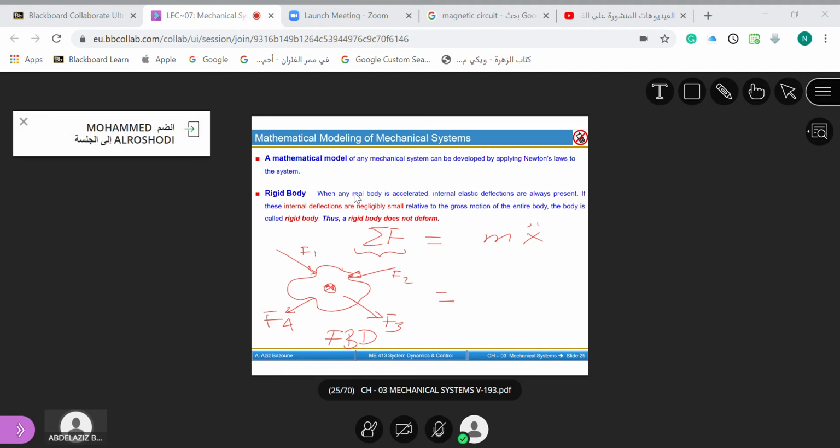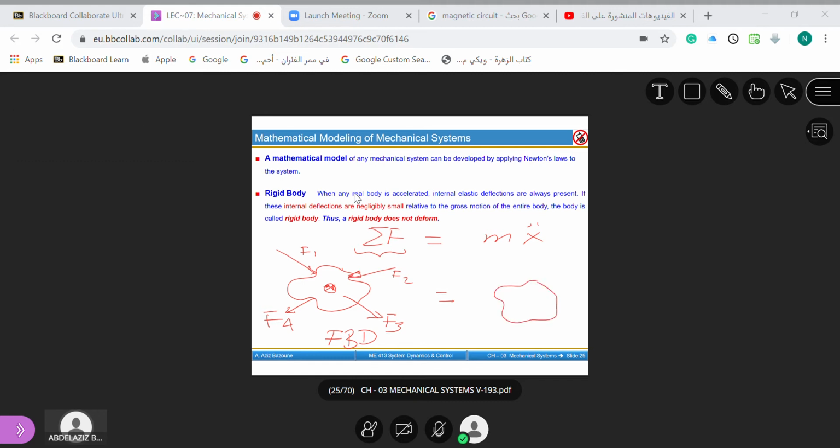Here, the right-hand side, we can write it like this. So this body at the end, the resultant will move it this way. So this will be the motion of your body, mx double dash. This is called the kinetic diagram, mass times acceleration. And this one is the free body diagram.